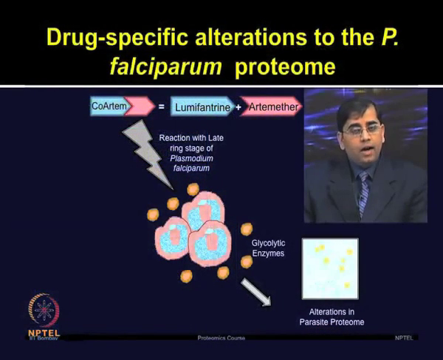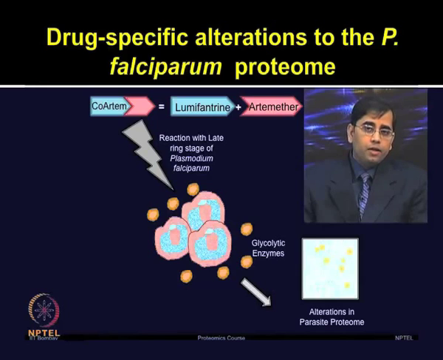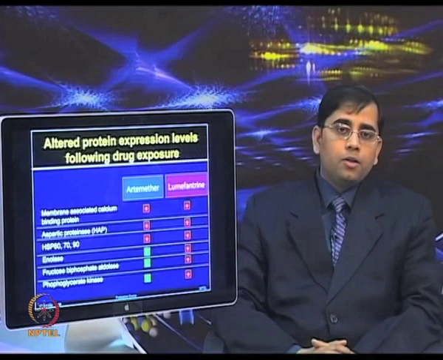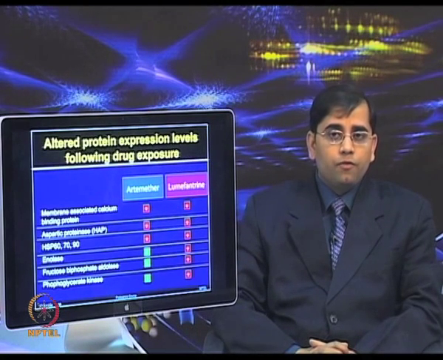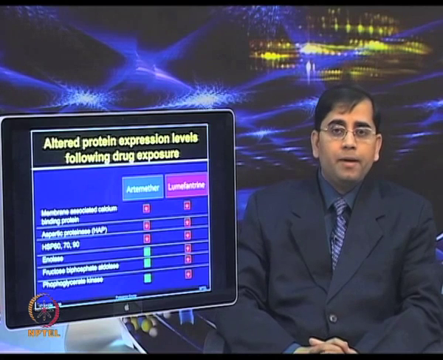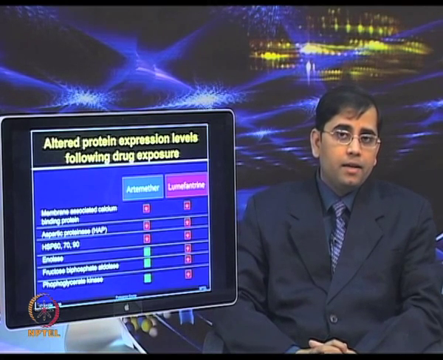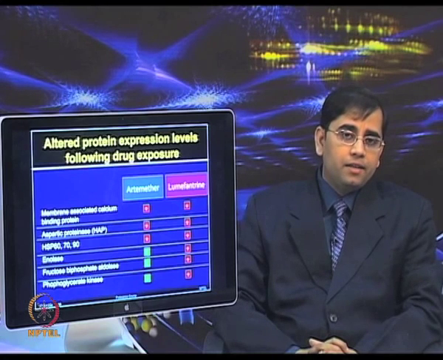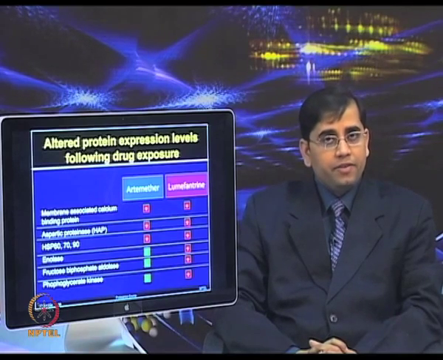So, quantitative analysis of the altered protein expression levels following exposure to the ARM and LUM was performed, and those protein spots which were differentially expressed and statistically significant were further subjected to mass spectrometry based analysis. So, the comparative analysis of 2D gels from untreated and drug treated parasite protein fractions provided direct and distinct alterations in the parasite proteome following artemether or lumefantrine drugs.